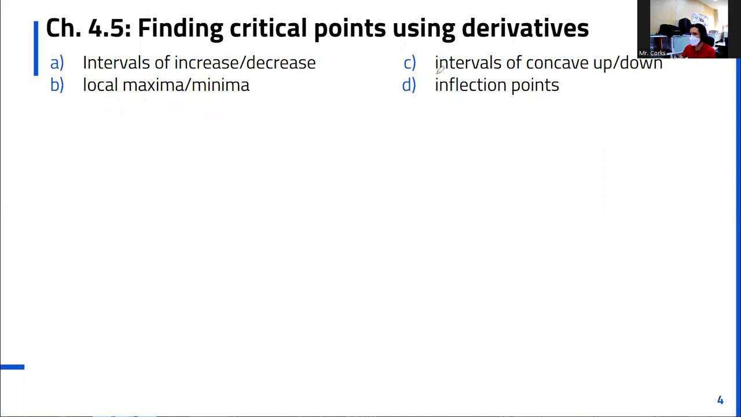And intervals of concave up, concave down. In class, I was often calling this curving up, curving down. But these are kind of the more standard terms that are used in our textbook, and inflection points, which we know what those are.